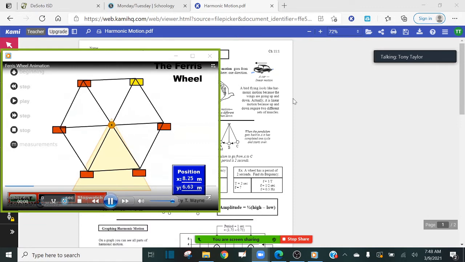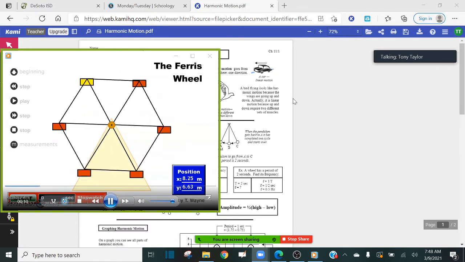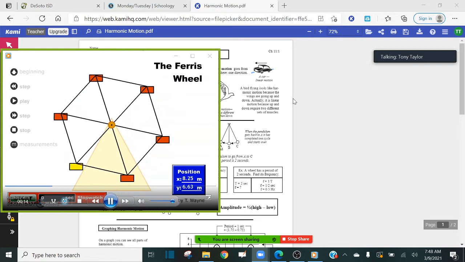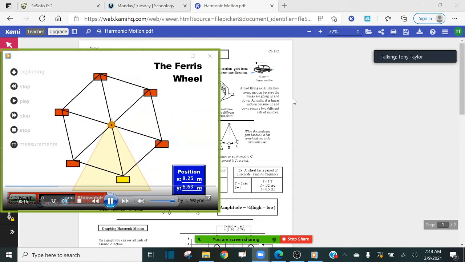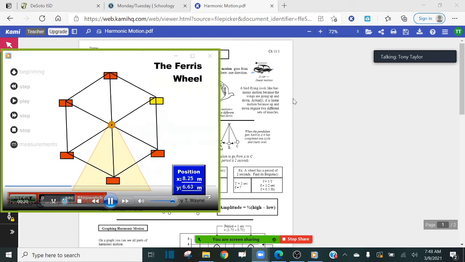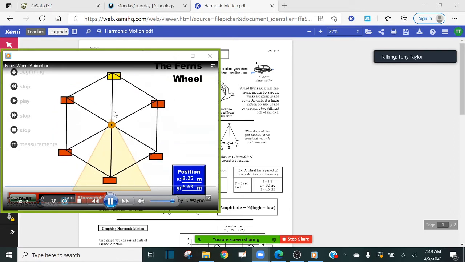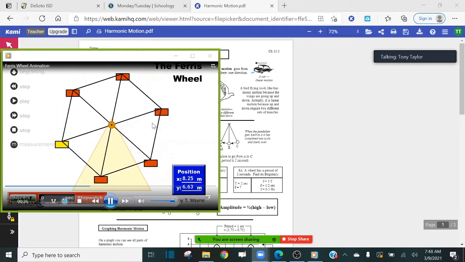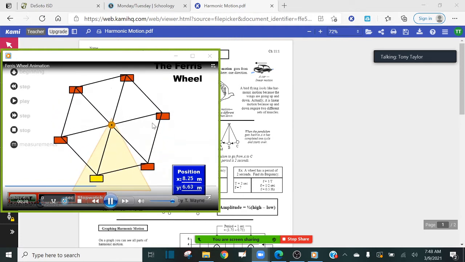Okay, I want you guys to notice something here. We have a Ferris wheel, and you guys obviously have seen Ferris wheels before. They just move in a circle like this over and over again. So guys, this is an example of repetitive motion. This is an example of harmonic motion because notice this process is just repeating itself over and over again.